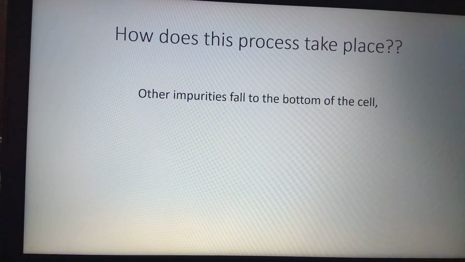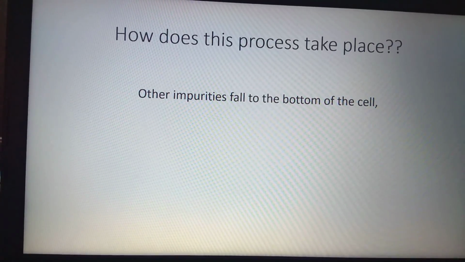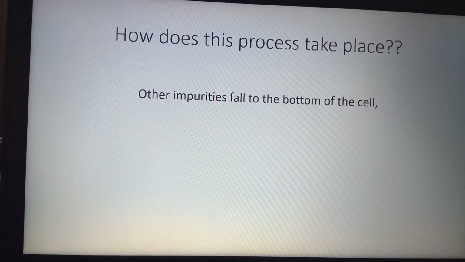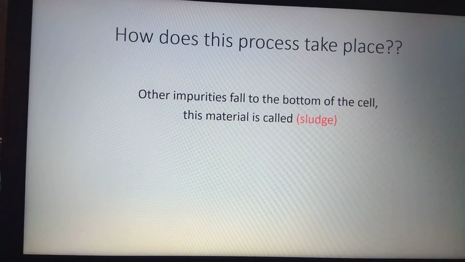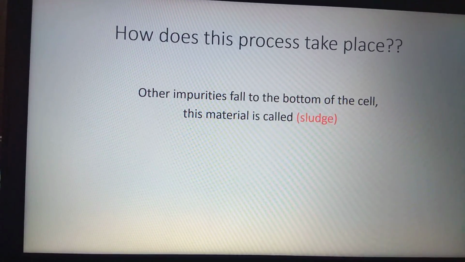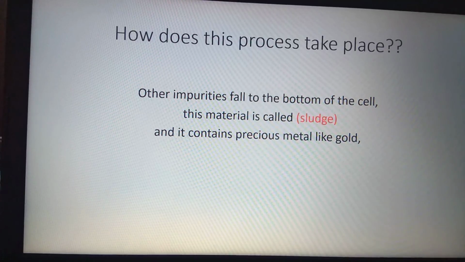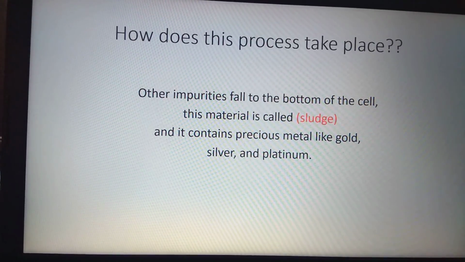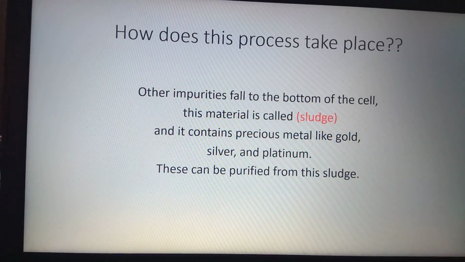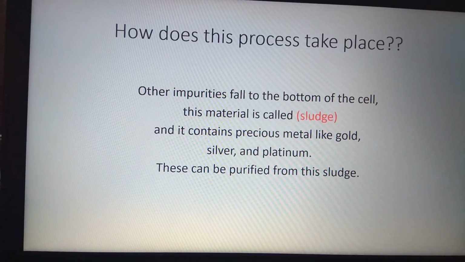Other impurities from the impure copper will fall to the bottom of the cell, and this material is called sludge. This material could contain some precious metals like gold, silver, and platinum that could be purified and used later on.